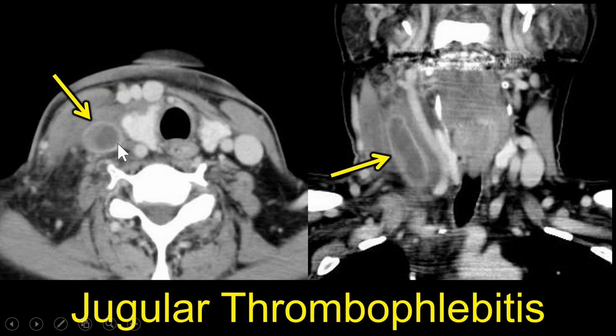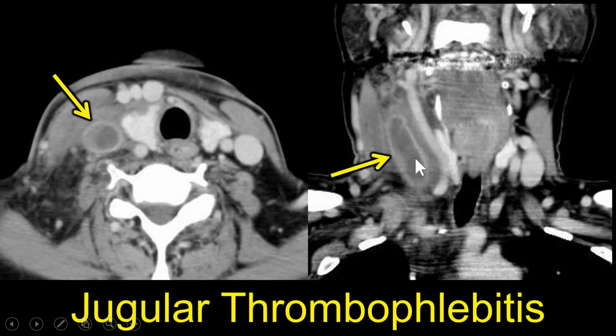And we see the density in this jugular vein is not full of contrast like we see on the contralateral side. So this right internal jugular vein is thrombosed. And on the coronal reconstruction, we can see opacification of that internal jugular vein consistent with thrombosis.